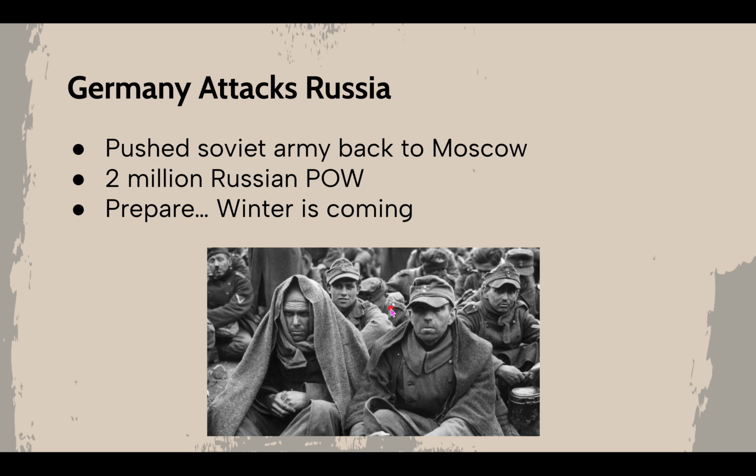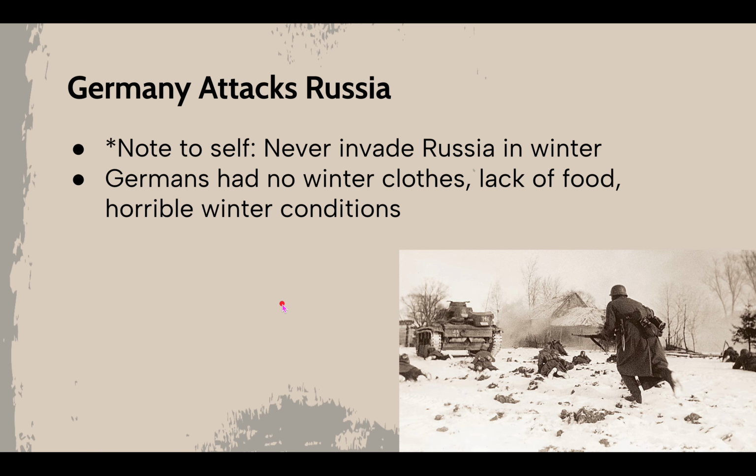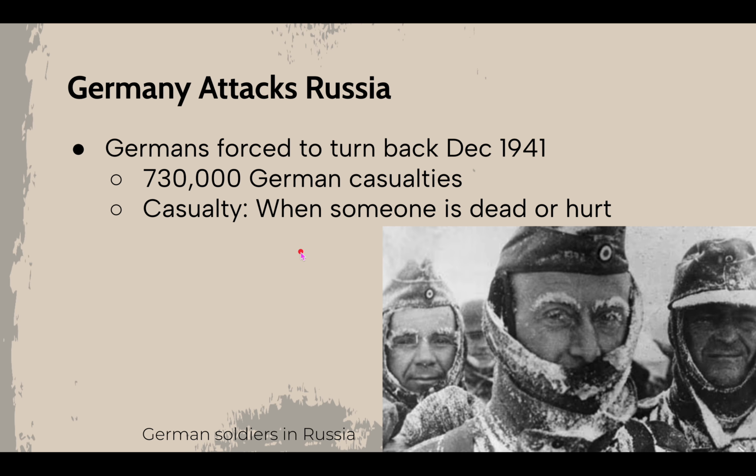Germany did push the Soviet army back all the way to Moscow. 2 million Russians were prisoners of war, but the tides were turning for the Russians. They were going to start winning once winter set in. So, note to self, never invade Russia in the winter. Germans had no winter clothes, they had a lack of food, and that year it was horrible winter conditions in Russia, where the Russian people were actually prepared for the cold. So Germans were actually forced to turn back in December 1941.